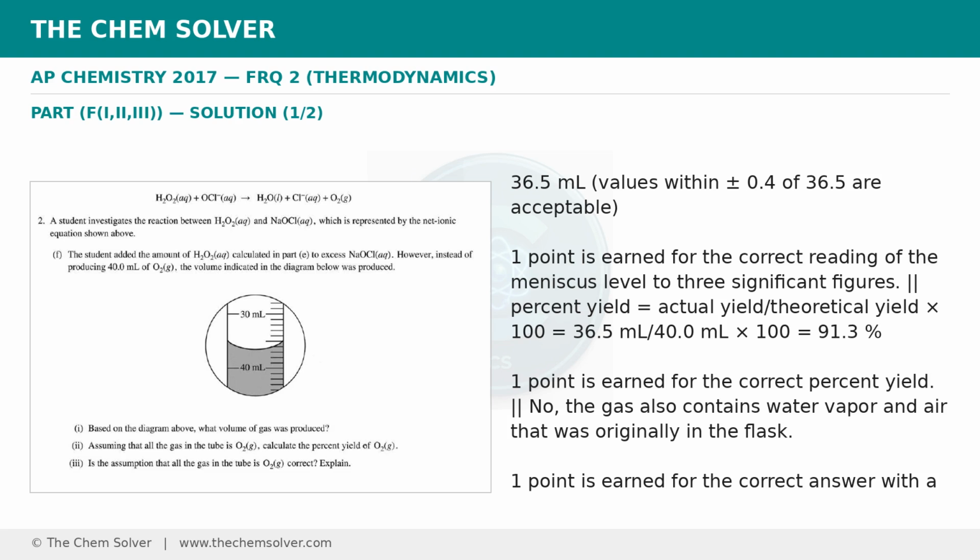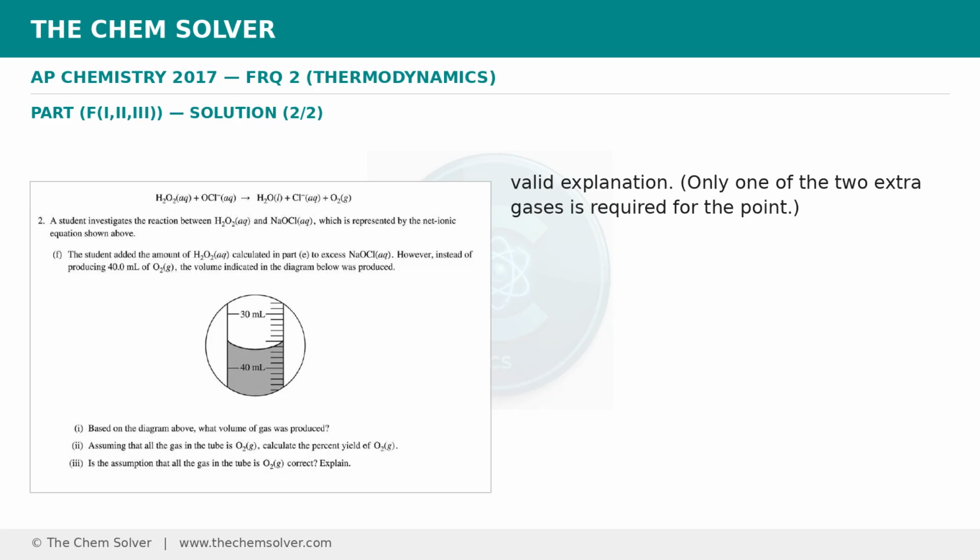No, the gas also contains water vapor and air that was originally in the flask. 1 point is earned for the correct answer with a valid explanation. Only one of the two extra gases is required for the point.